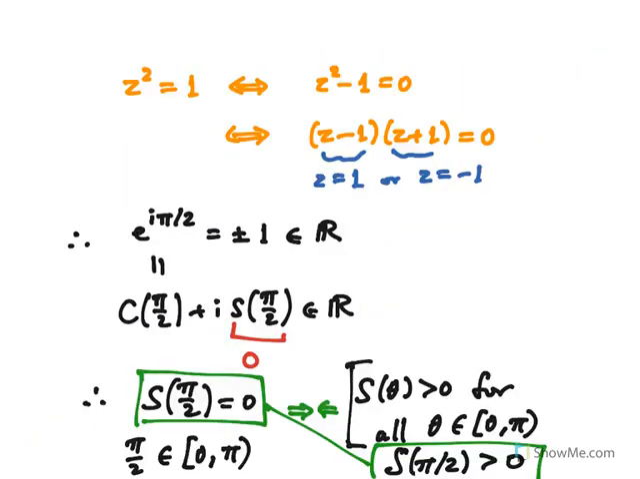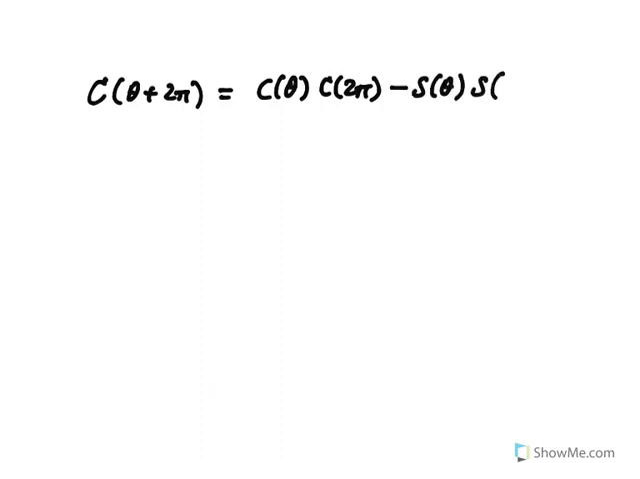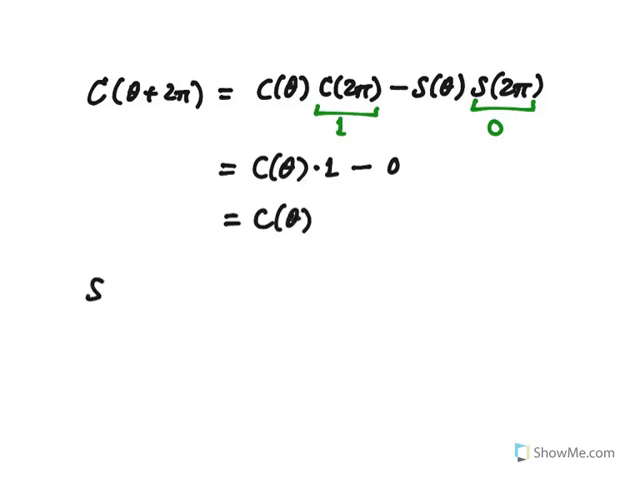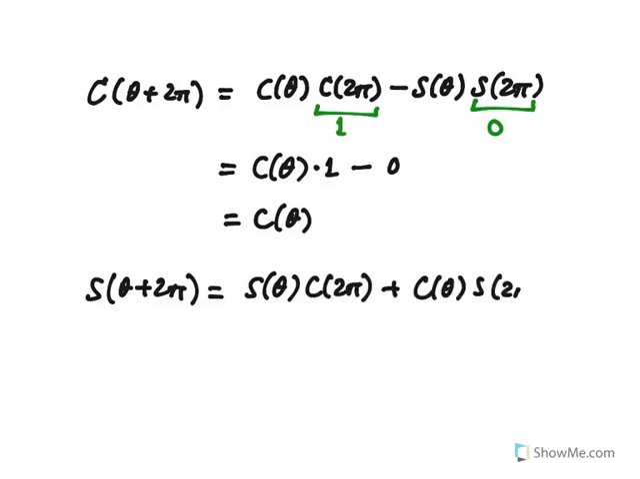As for the periodicity, that's just based on the addition law. See, if I want C of theta plus 2 pi, what I can do is just take the C value times the other C value minus the S value times the other S value. But recall that this is 0. And also recall that this is 1. So in the end, you just get C of theta times 1 minus 0. And then similarly for this one, it's S of the first, C of the second, plus C of the first, S of the second. That's 0, and that's 1. So we just get S of theta.